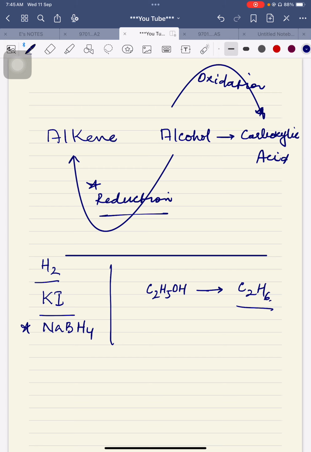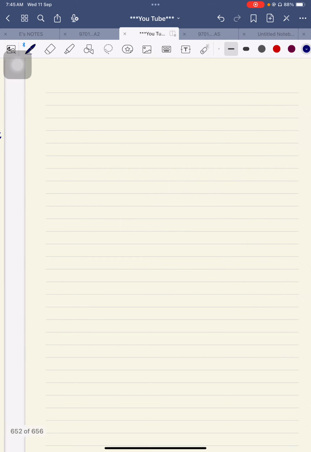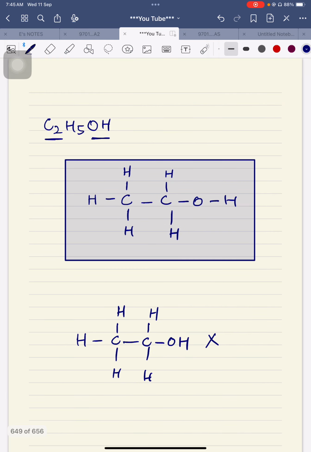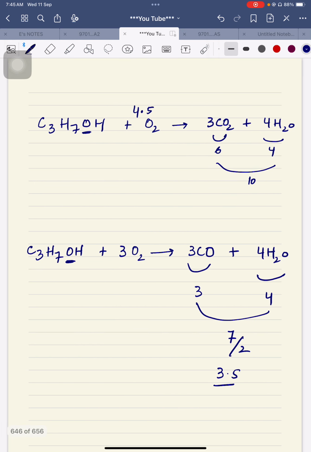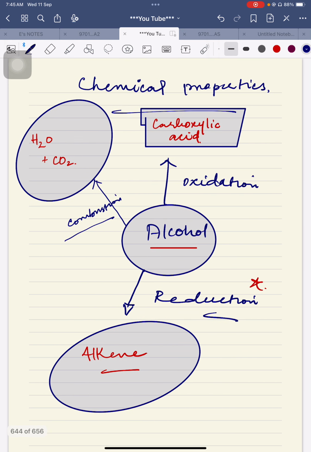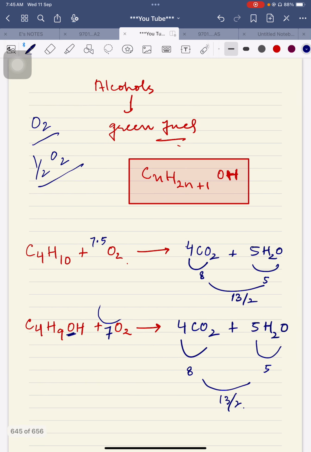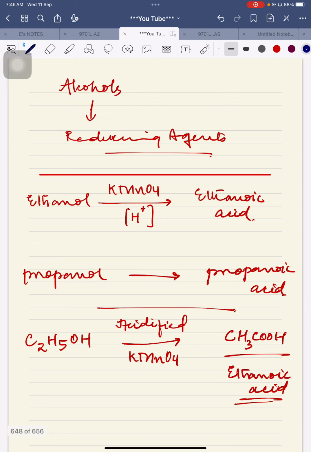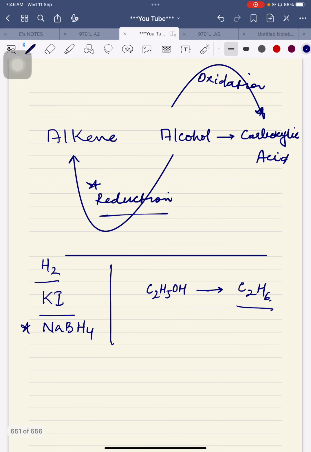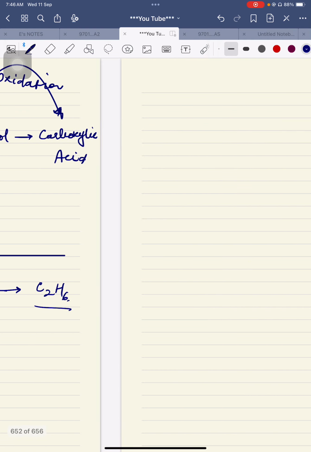Now I am taking you to the next page regarding preparation of alcohol. I have told you the properties of alcohol, which are oxidation and reduction. One thing is left, and that is called combustion. I guess yes, combustion is done, and oxidation and reduction are done as well. Great. So right now I am going to take you to the preparation of alcohol.